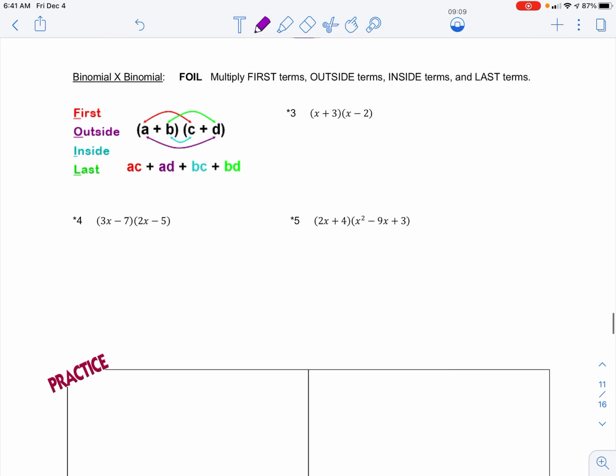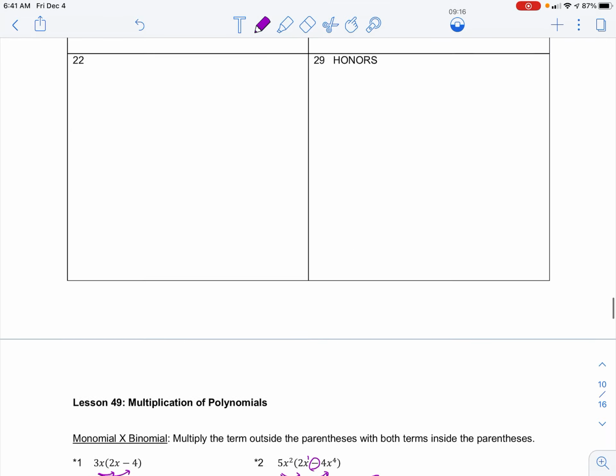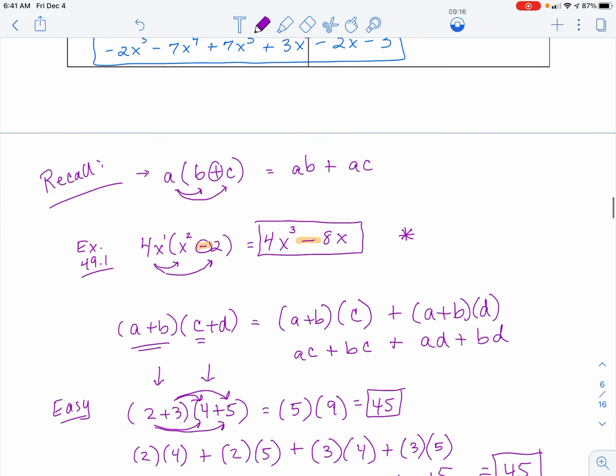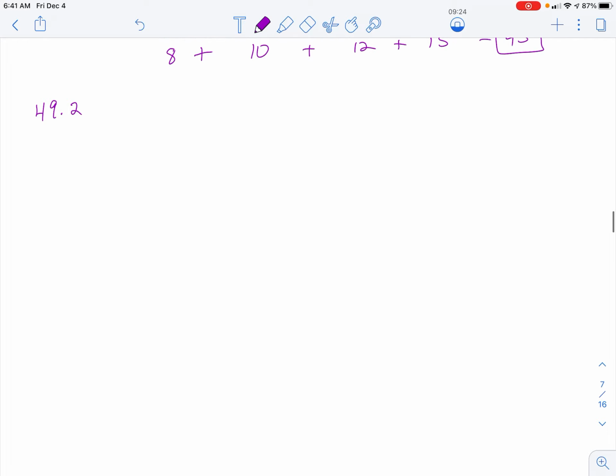Now we already kind of talked about how to multiply when you have a binomial times a binomial. But let me go back up to find my sheet, because I'm going to do a couple examples with you here. Okay, so this is coming from 49.2. That is in your book.